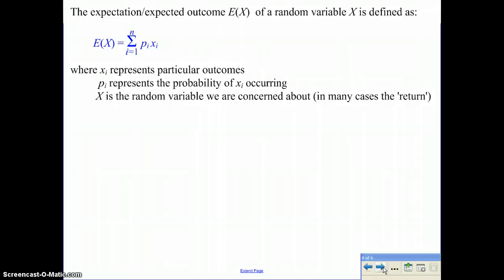Now, what this means is we're going to take each probability, so probability of event number 1 times the outcome for event 1 plus the probability of event 2 times the outcome for event 2. All the way up to the probability of event n times the outcome of event n. In other words, we're going to do what we just did on the previous one. We're going to take each individual outcome's probability times whatever it produces, a lot of times that's the return, add each of those individual probabilities and outcomes together to give us an overall expected outcome.